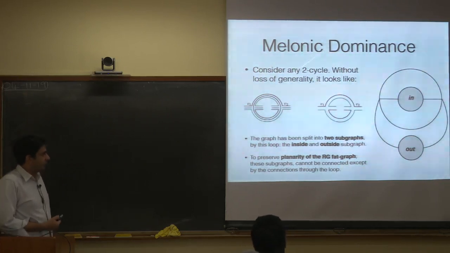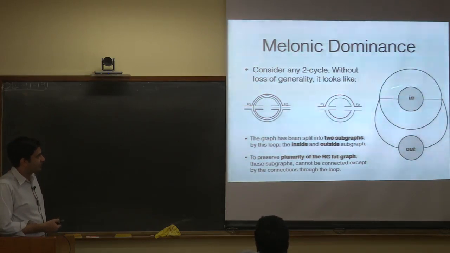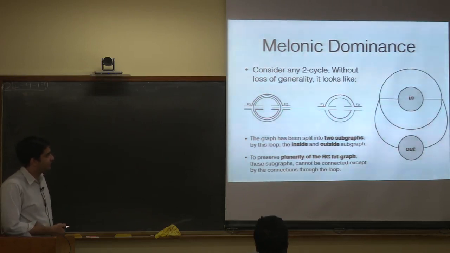So now any free energy diagram has this 2-cycle, which is a graph basically with a loop which passes through exactly 2 vertices. So now you can draw a 2-color fat graph for that diagram, and it would look like this.